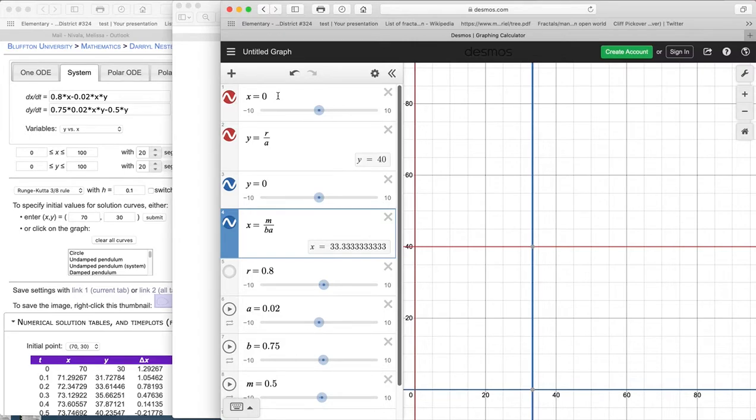Remember when we set the first equation equal to 0, we got that the prey is either equal to 0 or the predator is equal to R over A. And then the second choice was, when we set the predator equation equal to 0, either the predator species is equal to 0 or the prey is equal to M over BA. When I was doing that live video, I was kind of talking about it in terms of a prix fixe menu where you choose one appetizer and one main course.